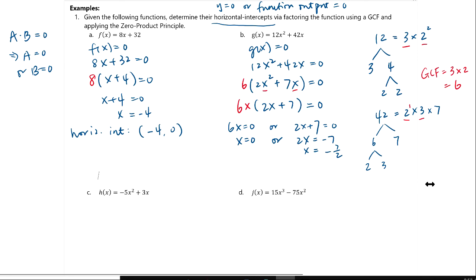which hopefully is not too surprising because we have a second degree function, we have a quadratic function, so we can have up to 2 intercepts for horizontal intercept. And therefore our points are 0, 0 and negative 7/2, comma 0. These are the horizontal intercepts we get, and that's how we can list out all the solutions over here. And with this in mind, we can do any type of function through this process by finding the GCF and applying the zero product principle.